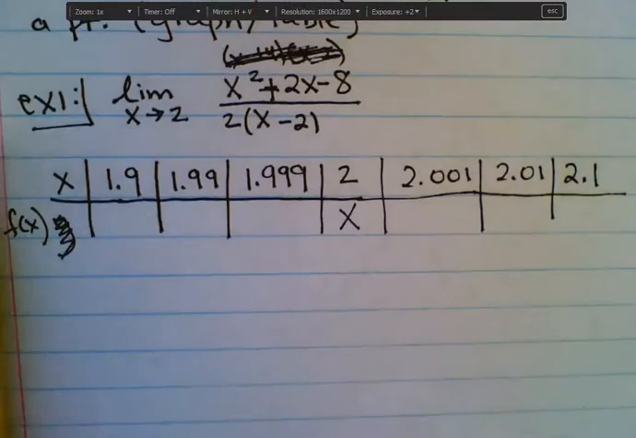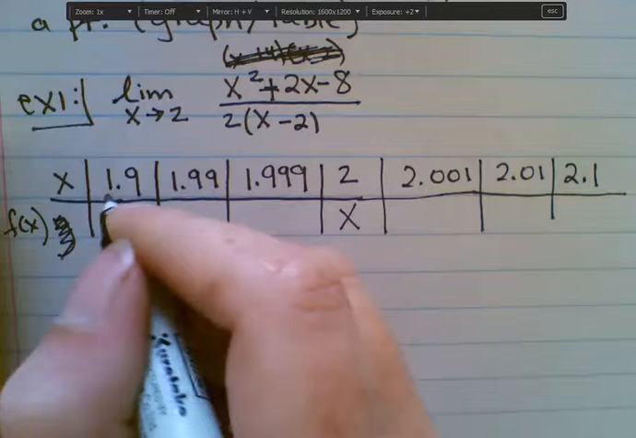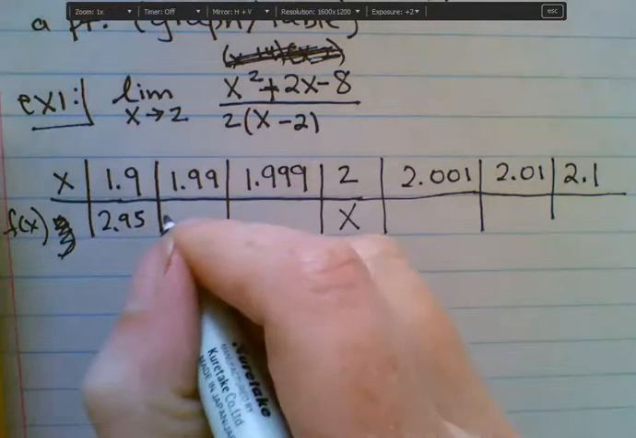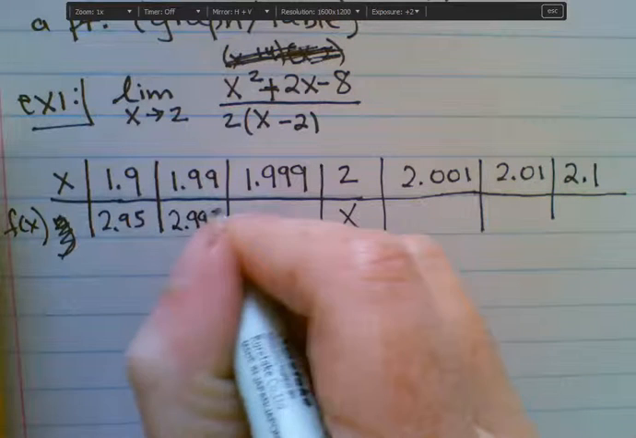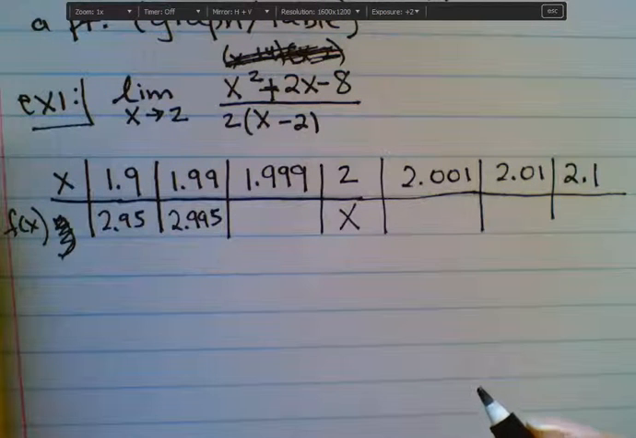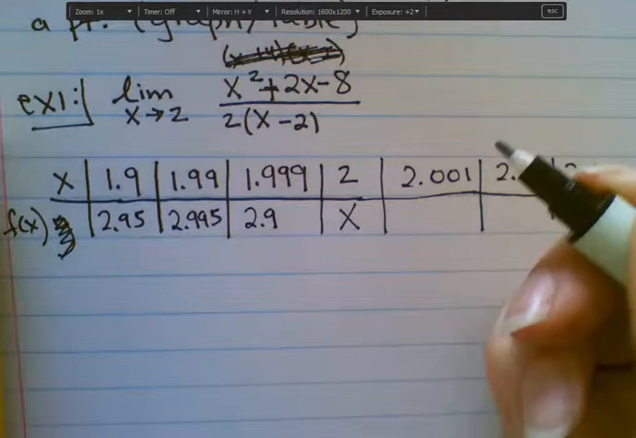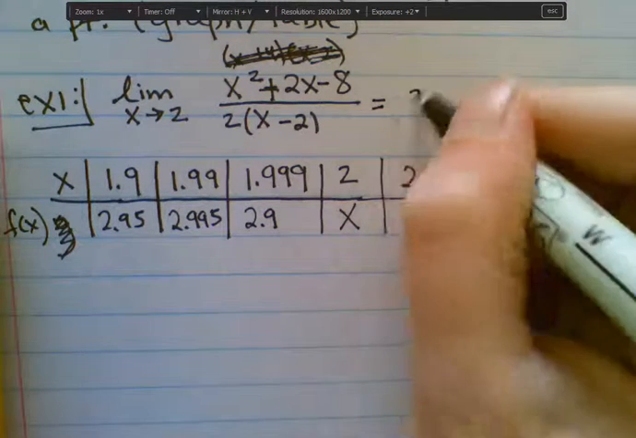So guys, at 1.9, we have 2.95. At 1.99, we have 2.995. Your answer would end up just being 3. It's approaching 3.